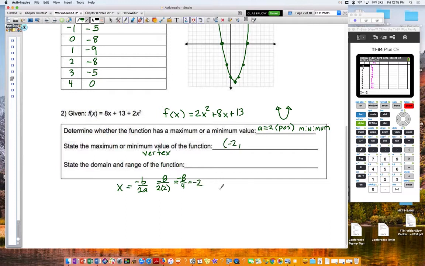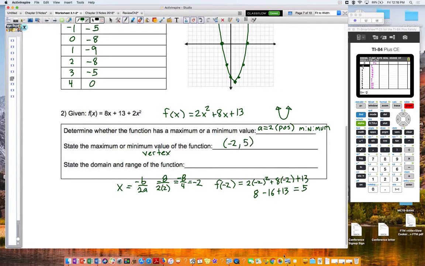So I can plug that into the function now, f of negative 2 equals 2 times negative 2 squared plus 8 times negative 2 plus 13. So negative 2 squared is 4. 4 times 2 is 8. 8 times negative 2 is negative 16 plus 13. So if I put those all together, I get 5. So my vertex is at the point (negative 2, 5).